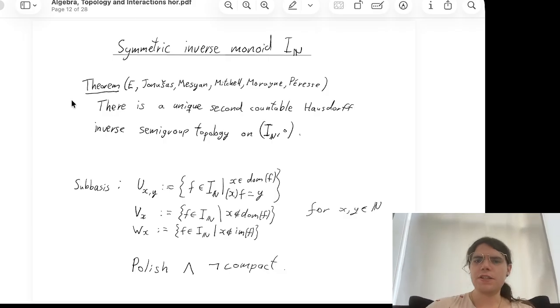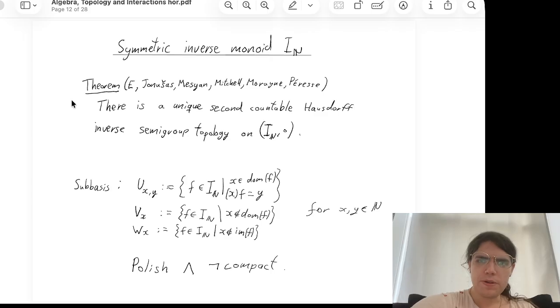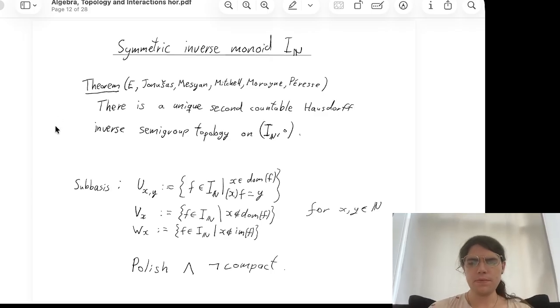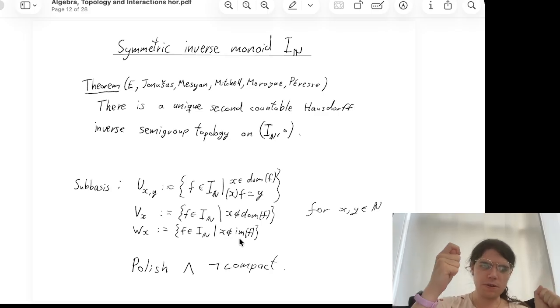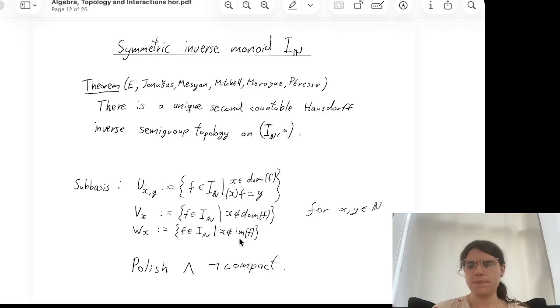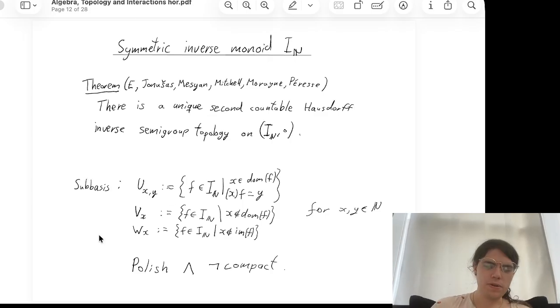So there is a unique second countable Hausdorff inverse semigroup topology on IN. And this is very similar to the pointwise topology. So again, we can insist that a function maps a certain point to a certain point. But now, because these are partial functions, I can also demand that a certain point is not in the domain of my function. And to be compatible with inversion, I can also assert that a certain point is not in the image of my function. So this is very nice. And it turns out this topology is homeomorphic to the previous one, and it's Polish and it's not compact.